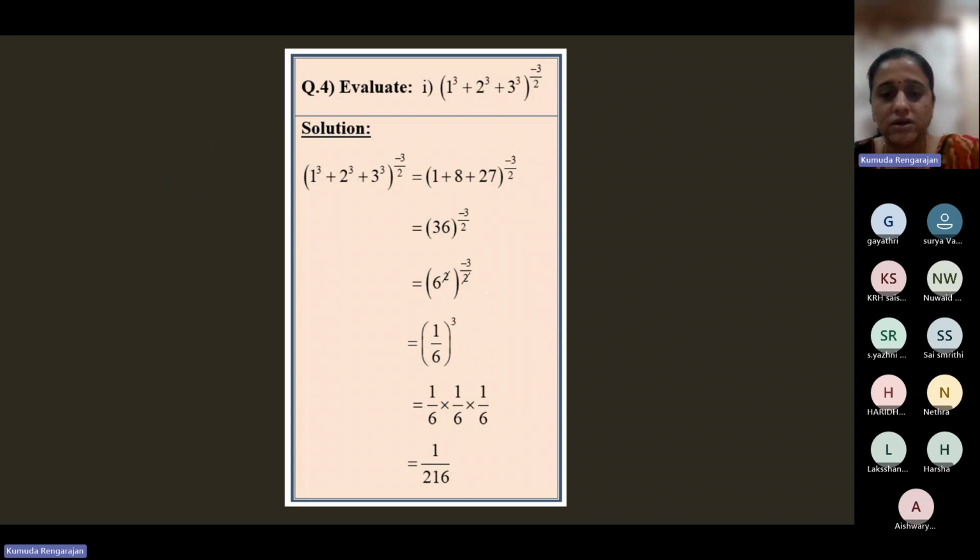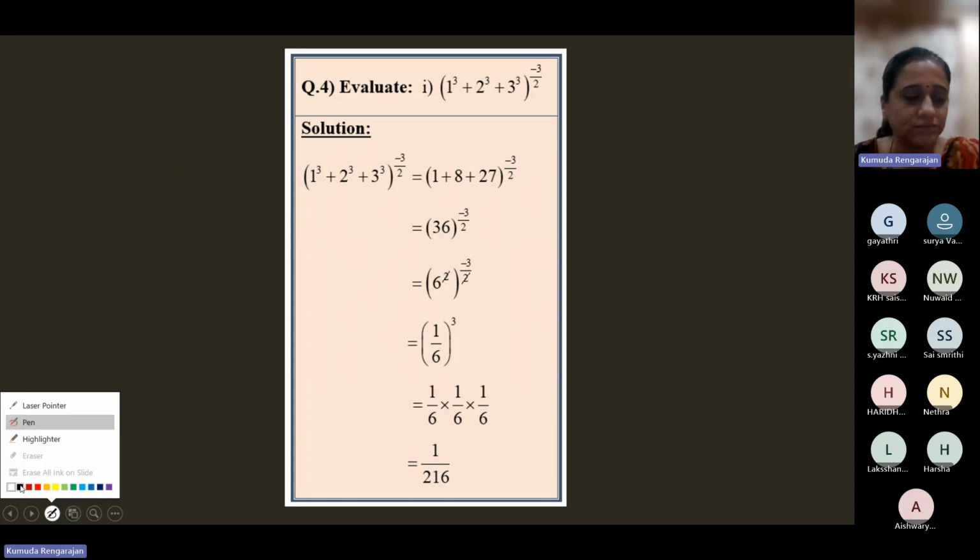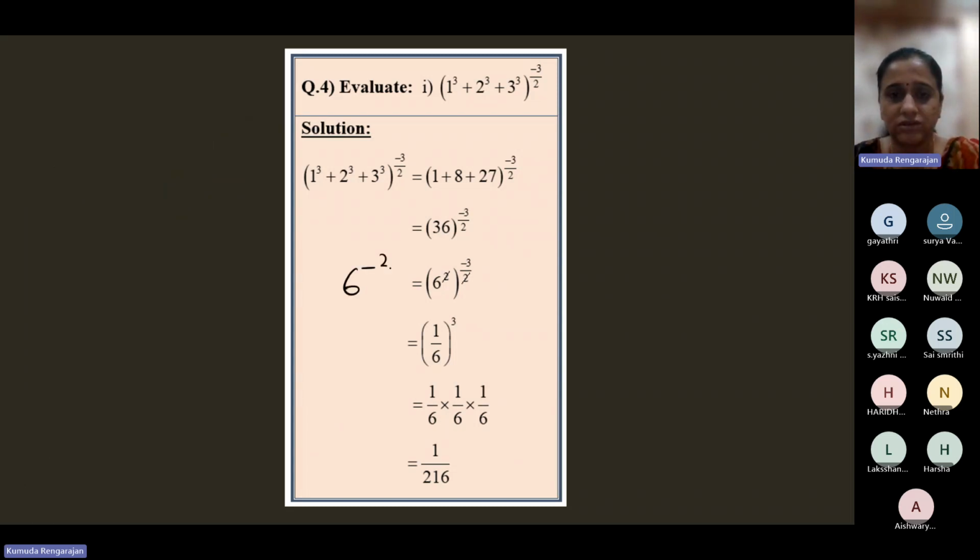So here, 6 to the power minus 3. You don't want minus 3, you want plus 3. So minus 3 becomes plus 3, and the base 6, the base is 6 by 1, should be written as 1 by 6. So 1 by 6 to the power 3, which is 1 by 6 into 1 by 6 into 1 by 6, which is 1 by 216.